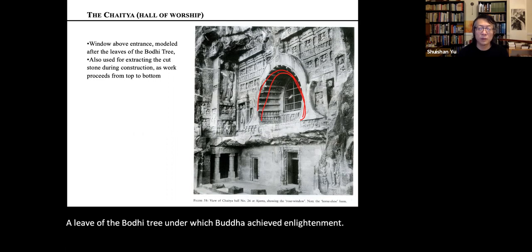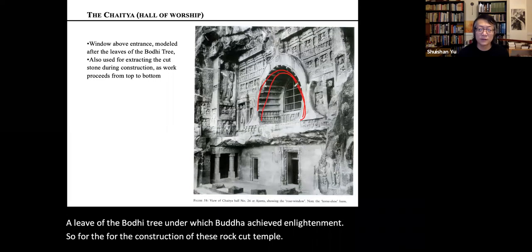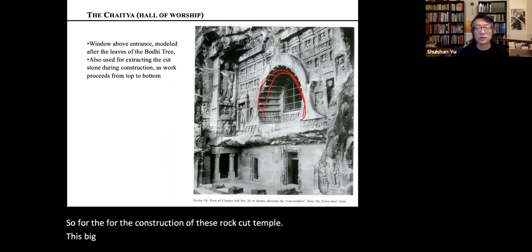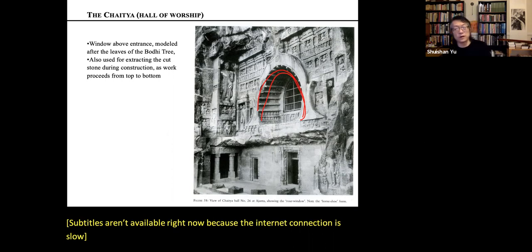The creation of this rock-cut architecture was the opposite. It's not built from bottom up. It's carved from top down. You first carve the ceiling part and work gradually down. So that big window is also used to extract those blocks. And the facade shows timber construction with columns and the windows, the balcony, right? So presumably wooden architecture used to look like that.